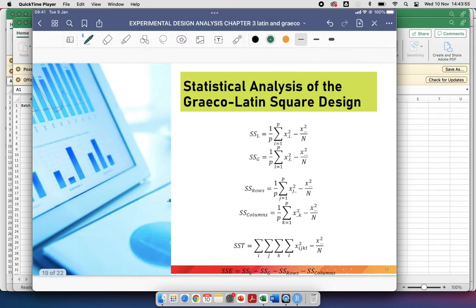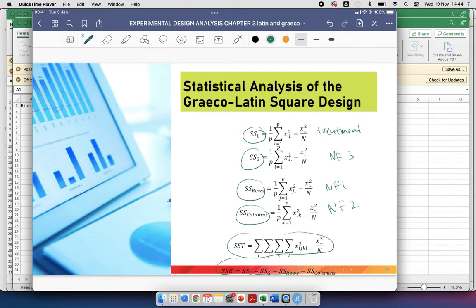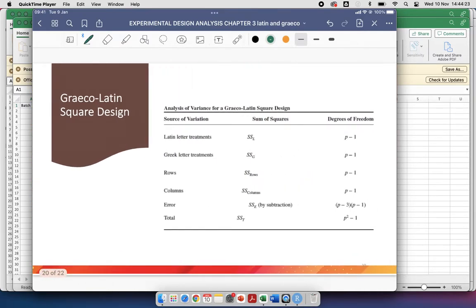So, dalam Graeco-Latin ni, dia ada ANOVA dia lah kan. So, dia ada sum square of Latin. So, ini adalah dia punya treatment. And sum square of Greek. Ini adalah nuisance factor yang ketiga. SS row nuisance factor yang pertama. SS column nuisance factor yang kedua. Macam tu. So, this one is total. This one is kalau you nak cari error. Error tolak lah semua. Okay. So, we will compute using R.